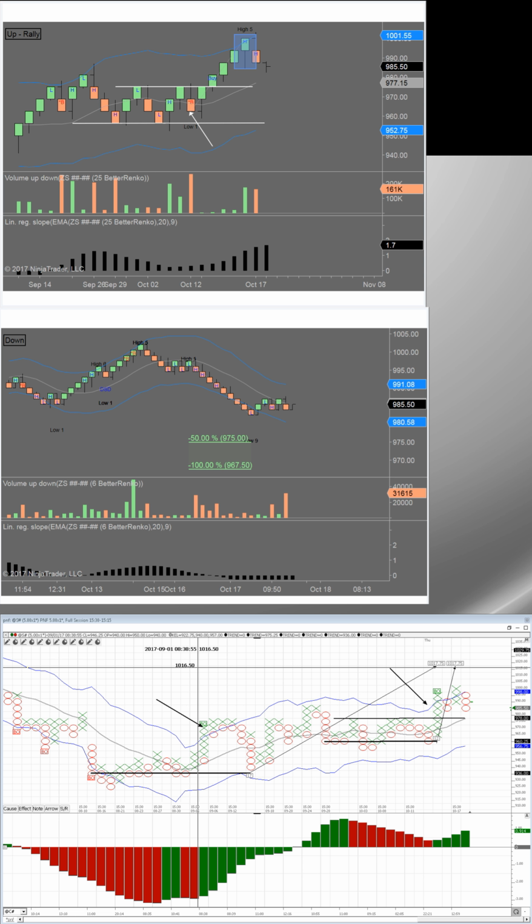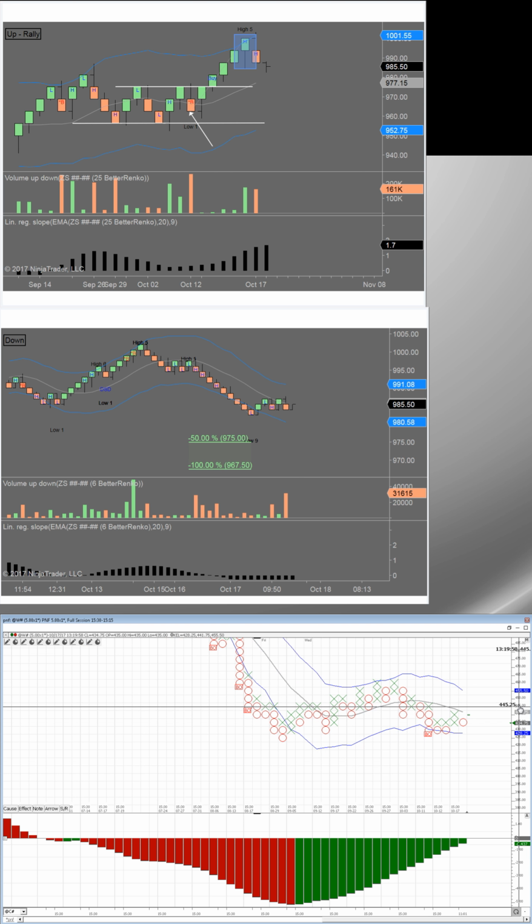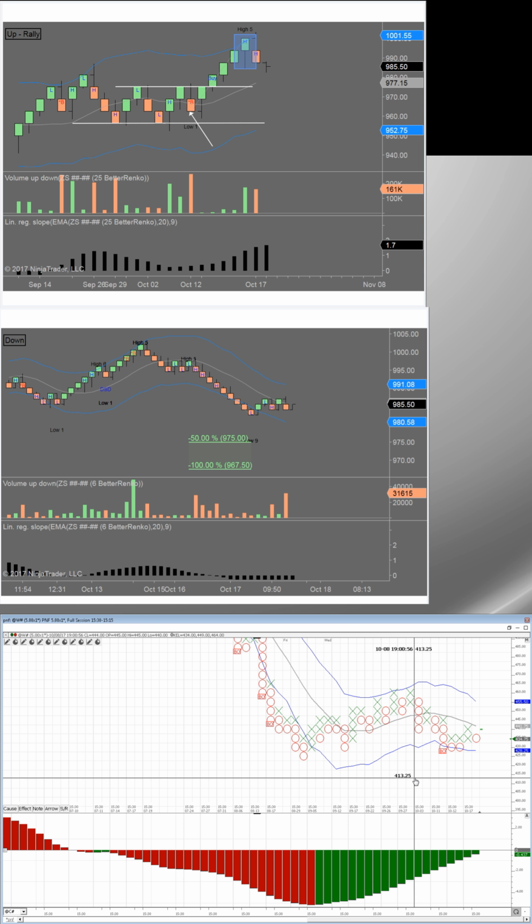The next market is wheat. This market looks like it's in trouble. I mean, it's going back to a support area.